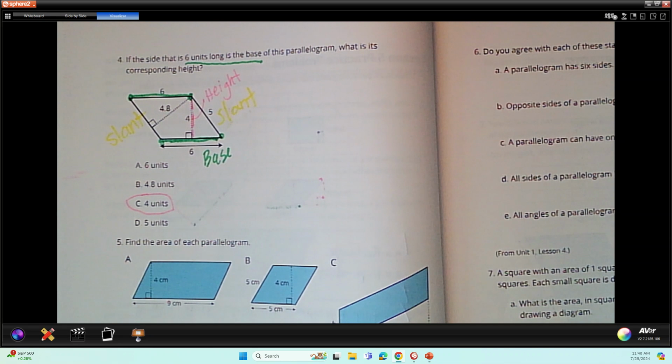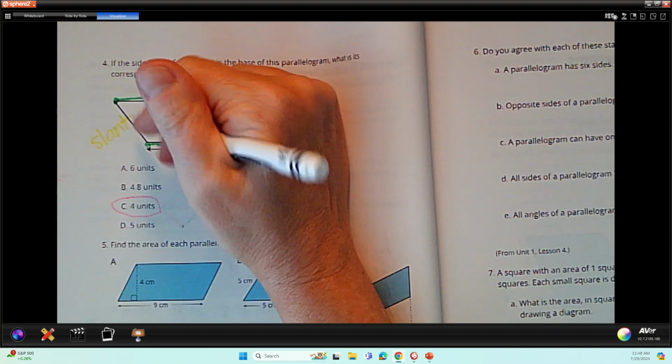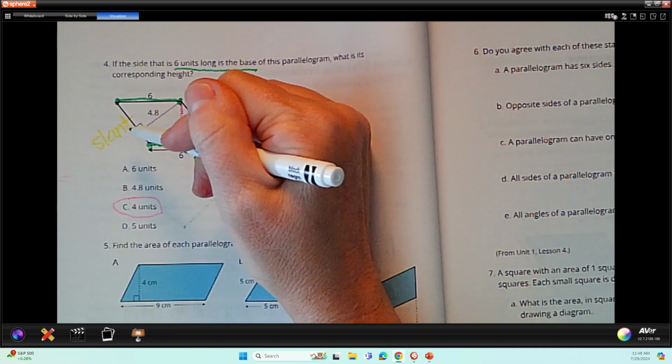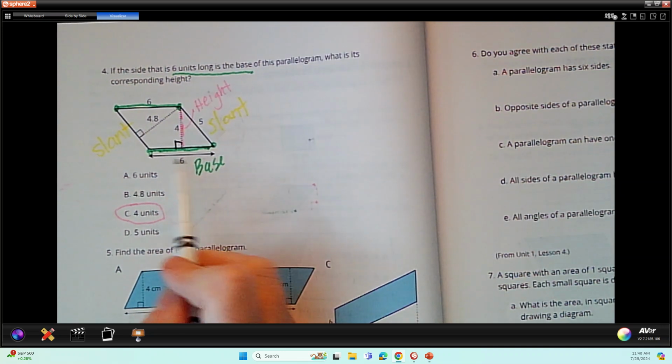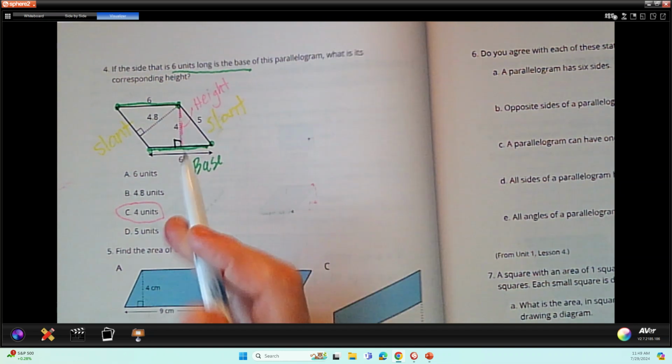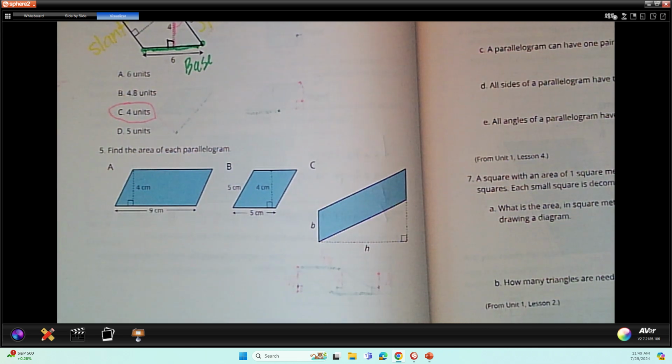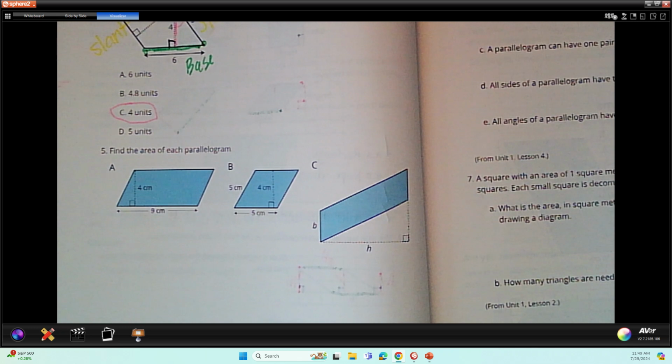Now, again, they are trying to trick you because they are showing you that this line is perpendicular to this line, but that's not the base. They're telling us that this is the base. So we need the line that goes up from the base that makes that perpendicular line, okay? All right, find the area of each parallelogram. We'll end with this because it's super easy.